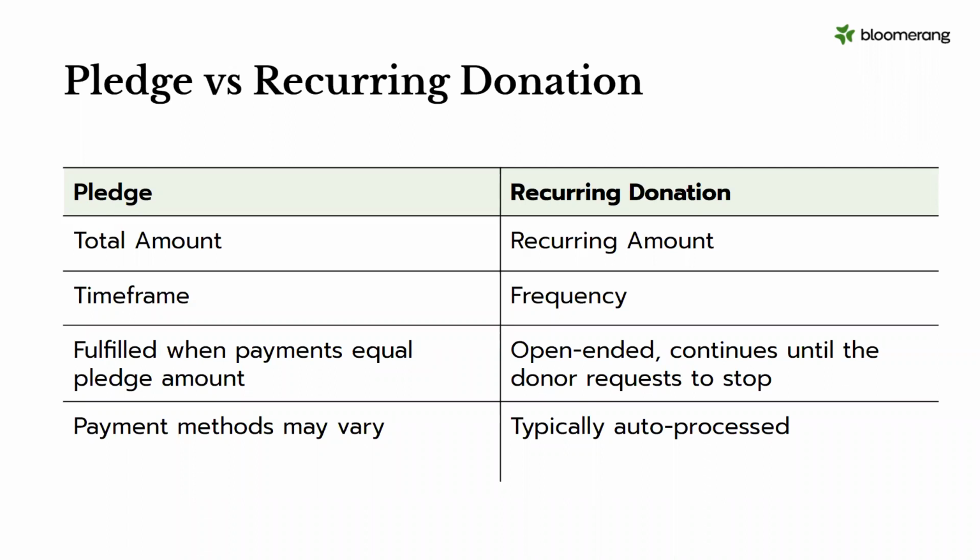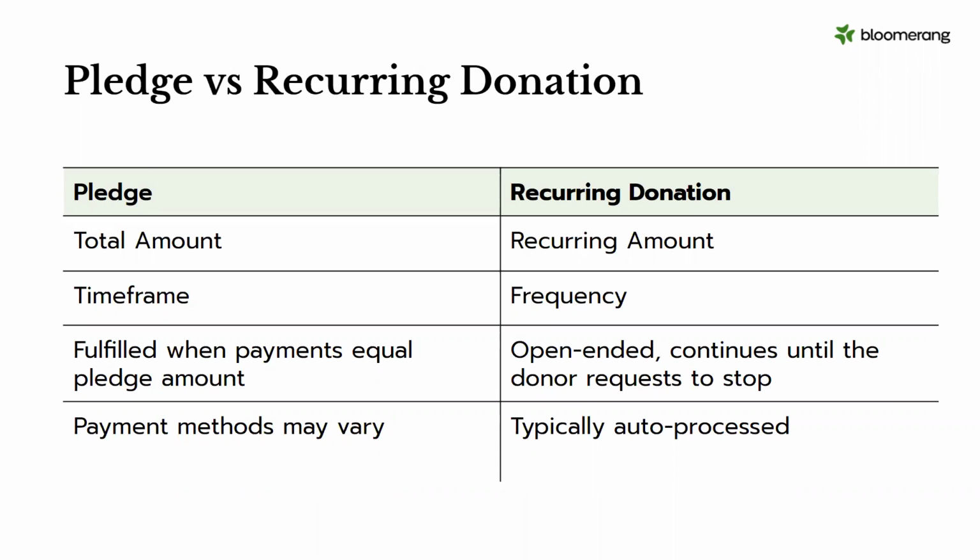For recurring donations, this is typically open-ended and continues until the donor requests to stop. So let's say a donor is giving $5 a month. At the point that they stop, let's say a couple of years from now, maybe their donations have totaled $500. Maybe their donations have totaled $1,000, maybe $5,000. It depends how long it keeps going. But typically, it keeps going until the donor requests for the donation to stop.